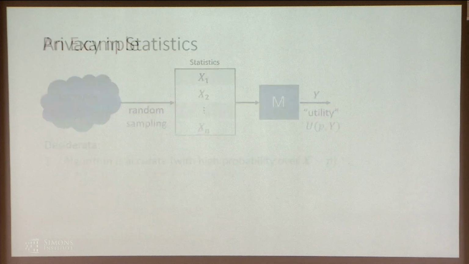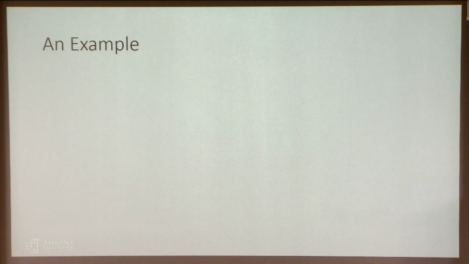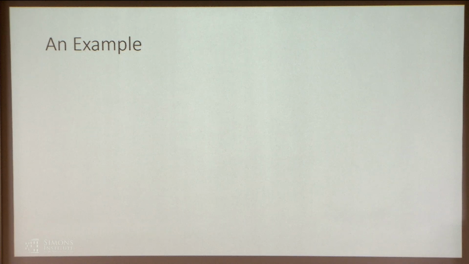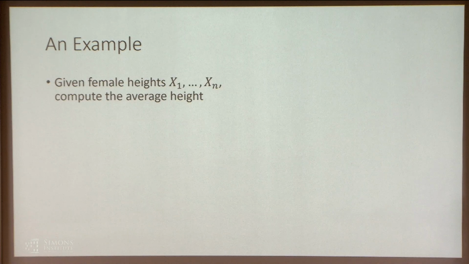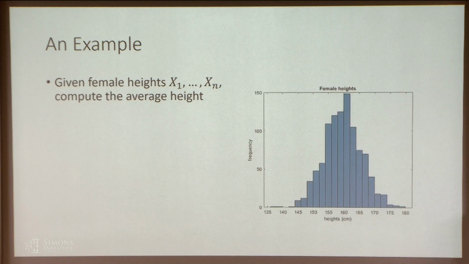Good. So I promised I'll start by giving a concrete example of where one of the core problems could come up in data analysis. So imagine we're given a set of female heights, x1 through xn, compute the average height. I'm focusing on female heights just because this should be roughly Gaussian, whereas male and female heights may be a mixture of Gaussians. And also because today is International Women's Day.